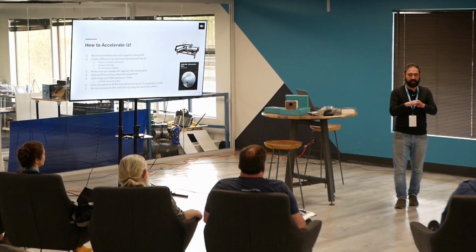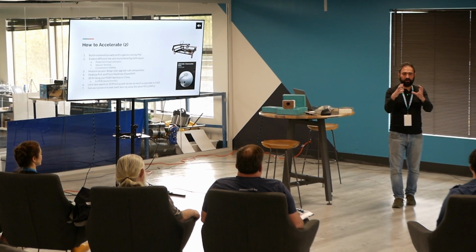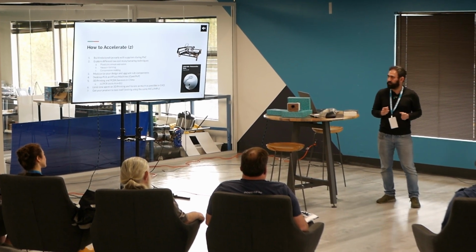Vacuum forming is a very low-cost way of making things, especially if you're doing a small volume. It basically heats up a sheet of plastic and then sucks it around a form of object, so it forms around a solid object, and it gives you that kind of profile.